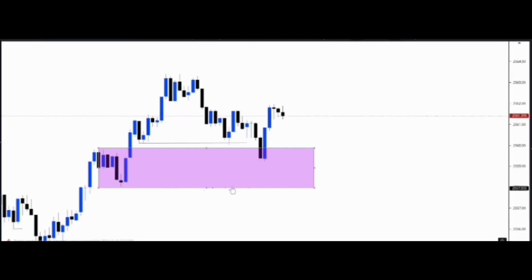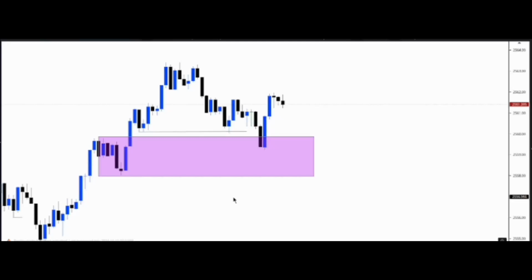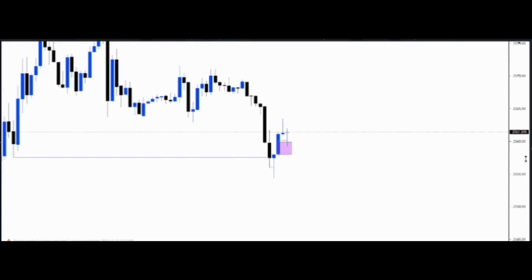Okay, so price has tapped into that zone now. We want to take trade from there. So we can frame this trade. But first of all, let's get back to that 15M. Let's get back to that 15M and know where we should have taken our TP from.